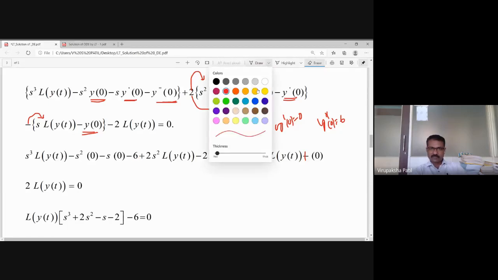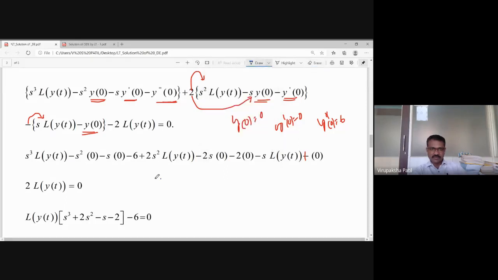Now, just observe. This term contains L of y of t. This term contains L of y of t. This term contains L of y of t. From all these terms, taking L of y of t common, from the first term you are left with s cube. From this term, you are left with plus 2s square. From this term, you are left with minus s. From this term, sorry, I forgot to write here, it is minus 2s.